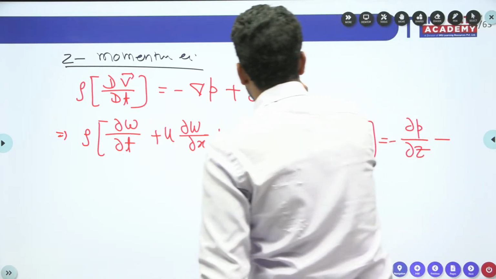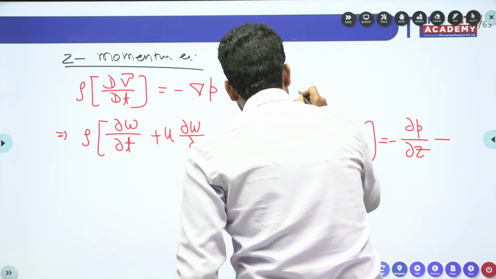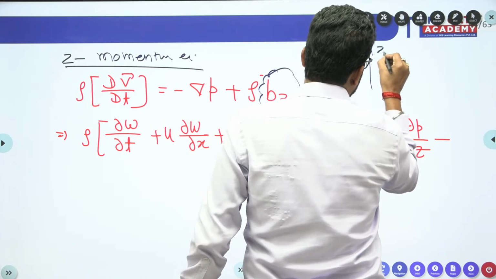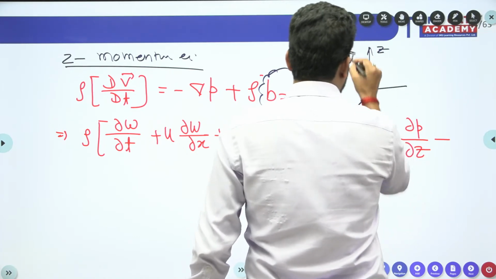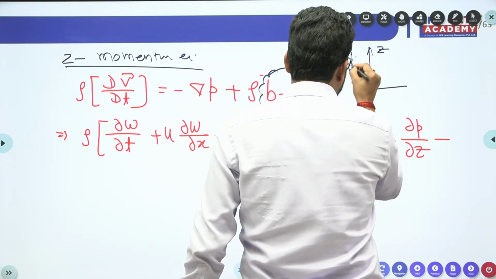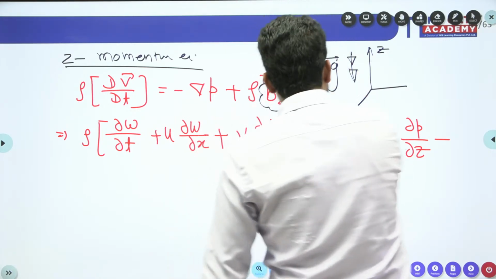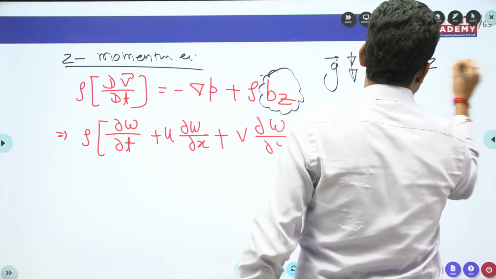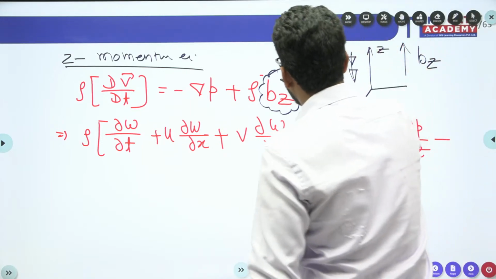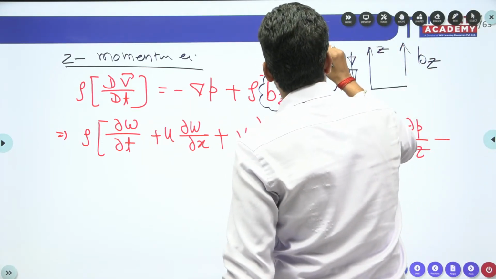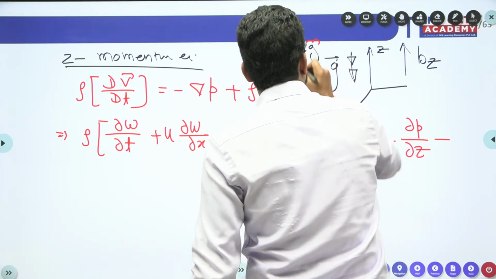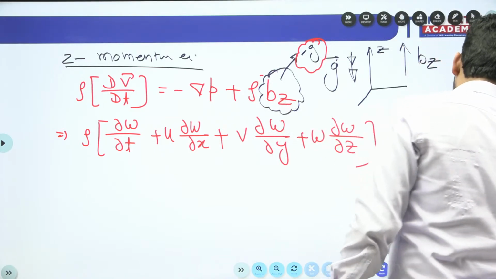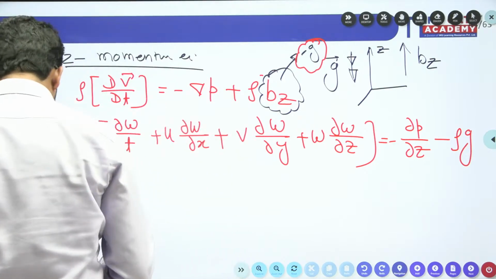Now here is the confusion. What is Bz? Is Bz g or minus g? See, this is your z direction, and this is your acceleration direction due to g. Since g points downward, opposite to the z direction, Bz is minus g. So this is your minus rho g into z. Put all these values, which are 0.